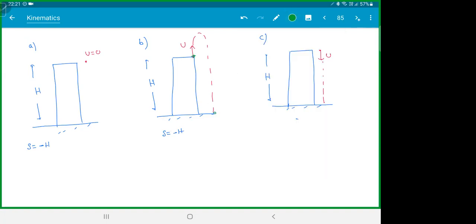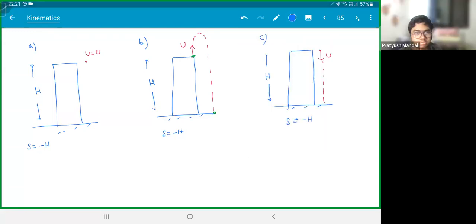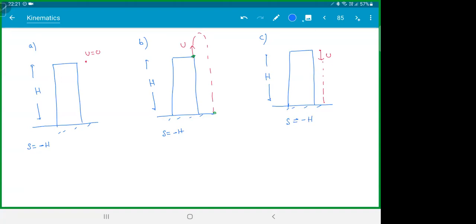I don't care how you go. Displacement is final minus initial. Final is the ground, initial is the point of projection. For the third case, minus h. Are you getting this? It is always minus h. Up positive, down negative. Your displacement is from here to here, right? All sure? Then what changes?